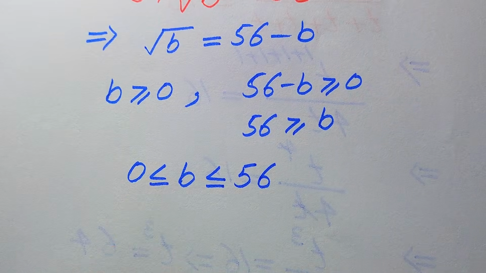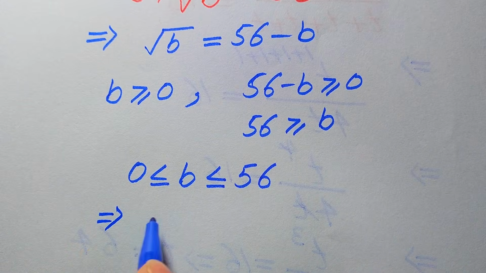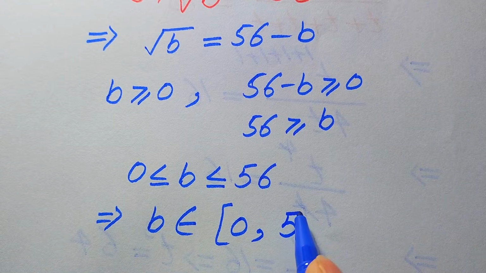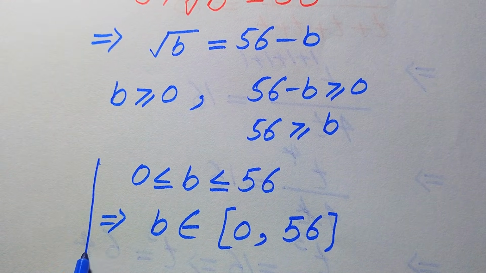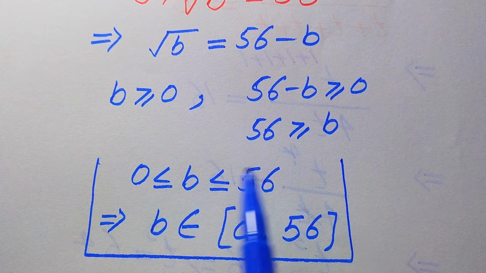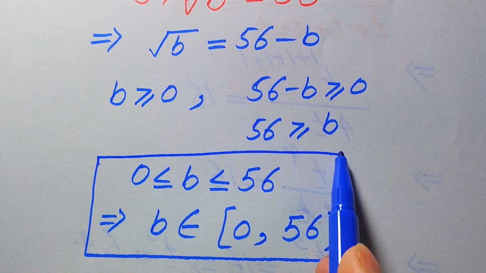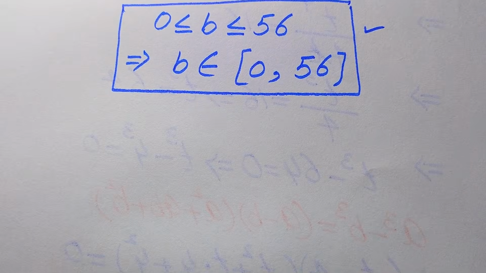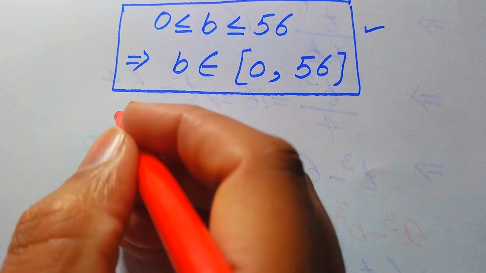So this implies that our b must belong to this closed interval 0 to 56. This means that the solution of the above equation lies in this interval. Okay, now we move towards finding the required solution of the given equation.